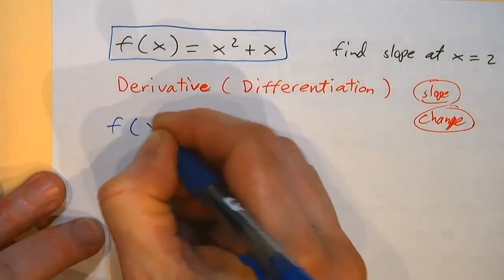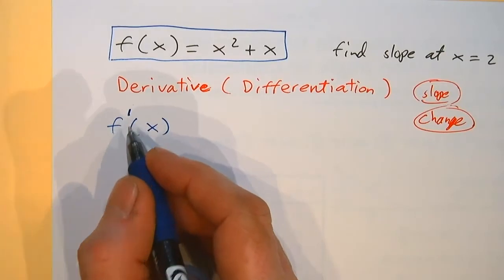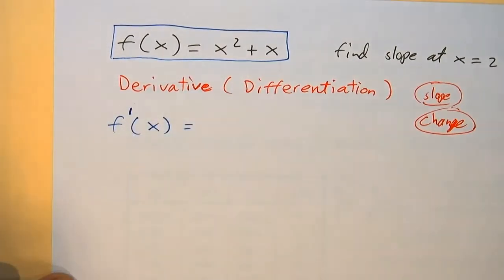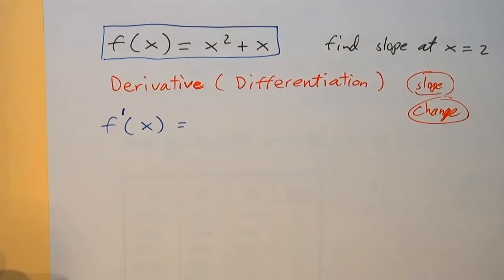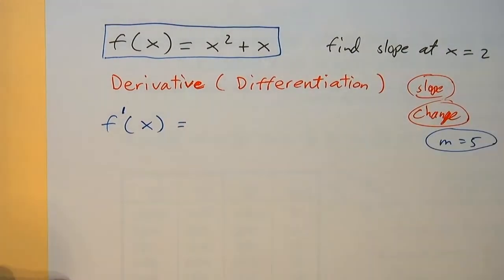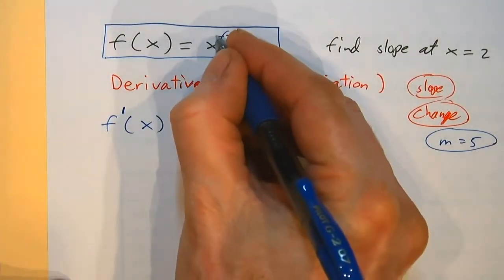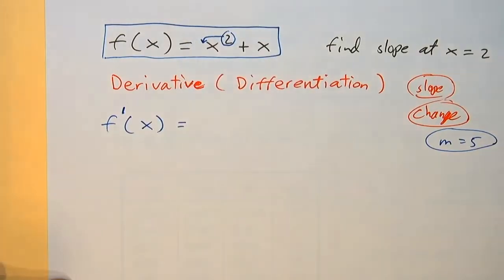Here's how you find the derivative. We write f of x, but you're going to see this little apostrophe right here. That means you've done the derivative. Here's all you got to do. This is so amazingly simple. Now remember we said the answer was 5? Here's what you do. See the exponent? You just take this exponent and put it in the front.